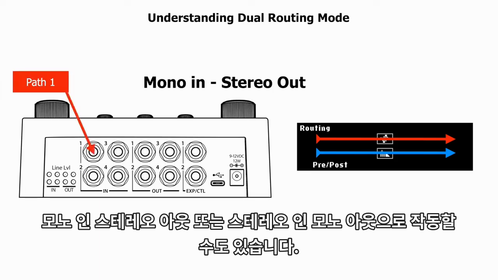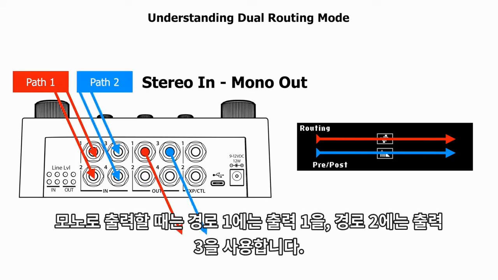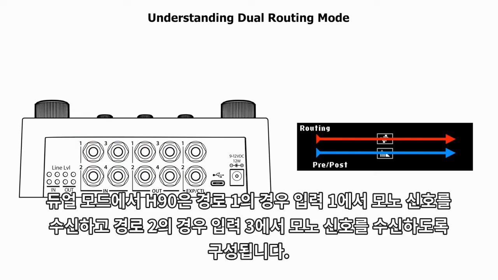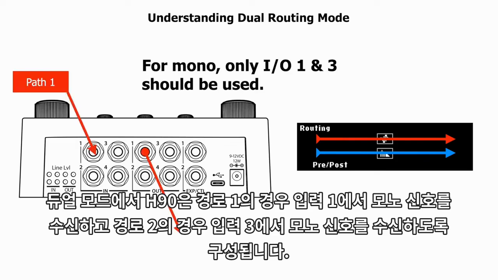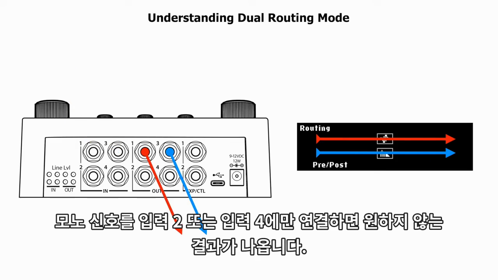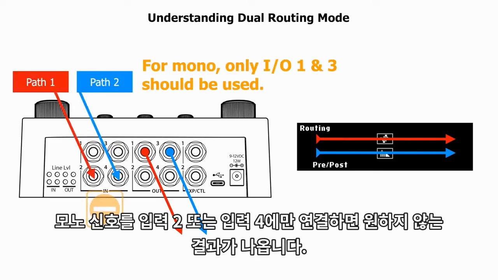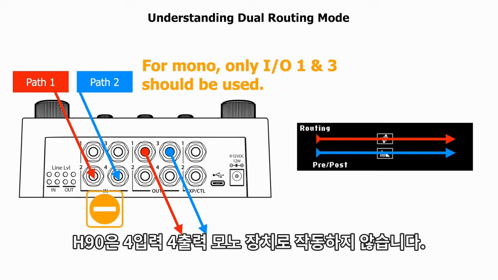They can also function in mono in, stereo out, or stereo in, mono out. When outputting in mono, use output 1 for path 1 and output 3 for path 2. In dual mode, H90 is configured to receive mono signals on input 1 for path 1 and input 3 for path 2. Connecting mono signals to input 2 or input 4 only will yield undesired results. The H90 does not function as a 4-in, 4-out mono device.